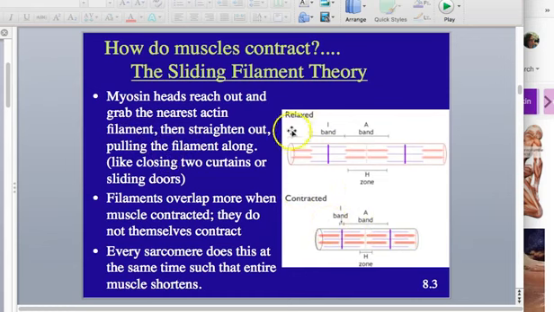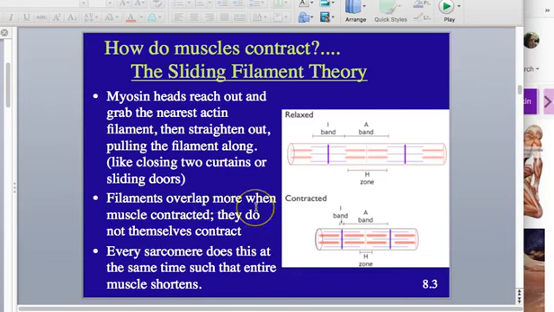Now that's happening at each point, so all the sarcomeres do this at the same time. If you have a twitch, it might be because some are getting signals they shouldn't be getting, and you have a little spasm go on. So a spasm is just anytime you have unregulated muscle control.